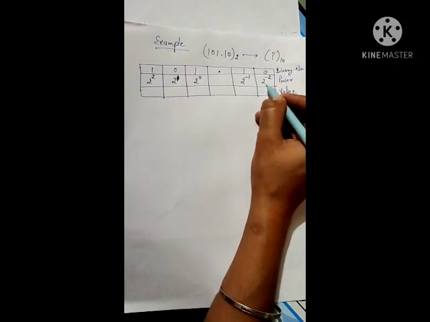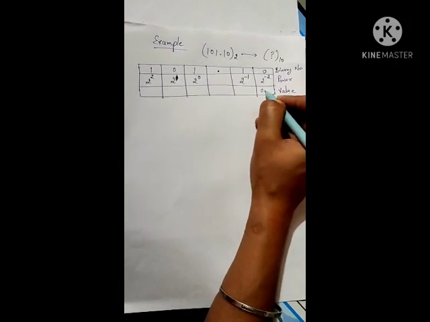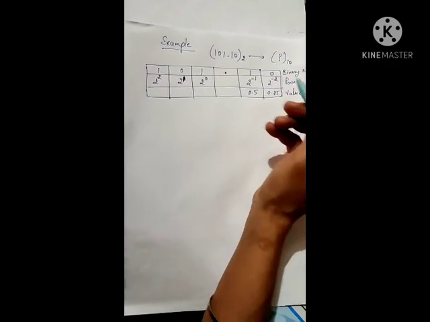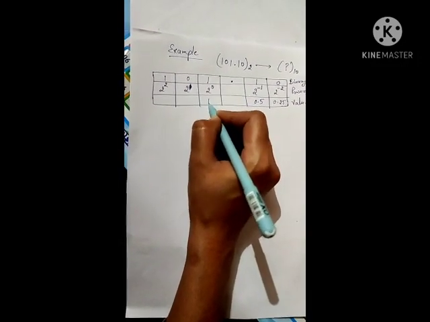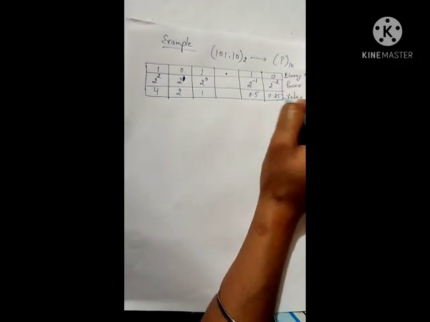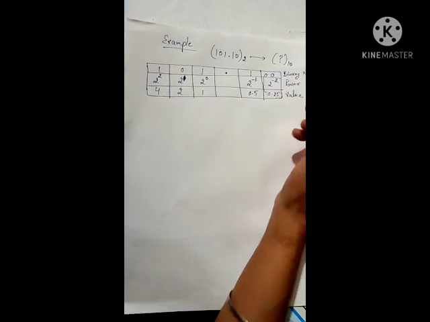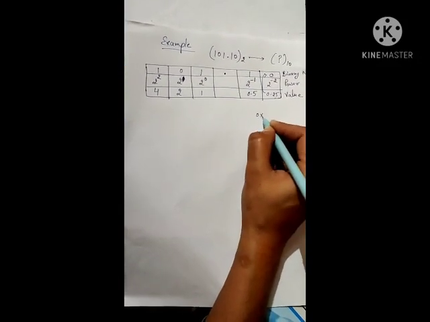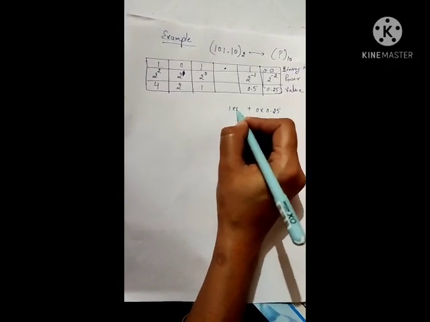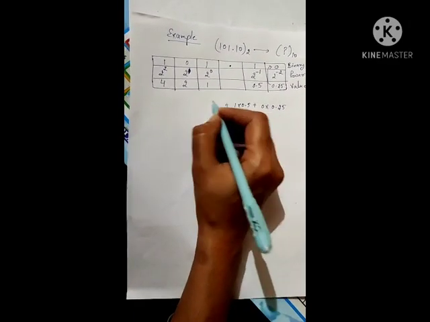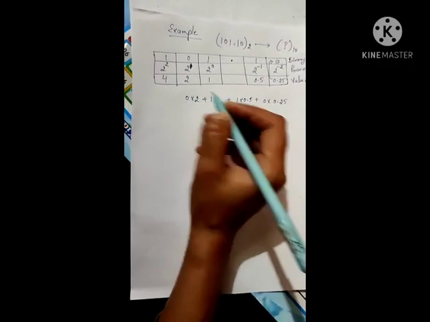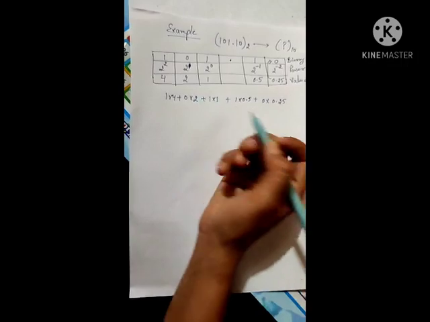So now what is the value of 2 raised to power minus 2? 0.25. 2 raised to power minus 1 is 0.5. Here the value is 1, 2. 2 raised to power 2 is 4. So now multiply this corresponding value by the binary digit. Right here, 0 multiplied by 0.25, then 1 multiplied by 0.5, 1 multiplied by 1, then 0 multiplied by 2, 1 multiplied by 4.